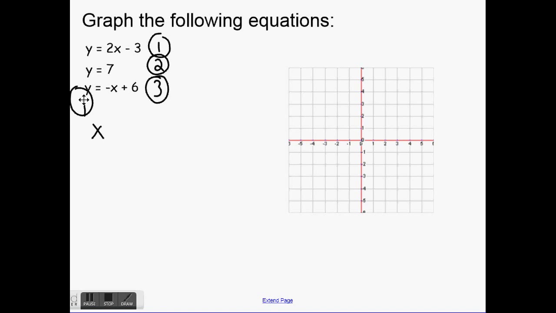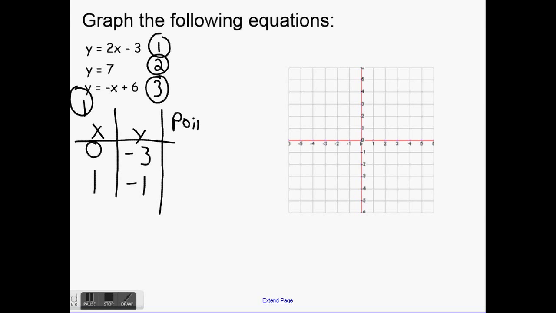Equation number 1. X, y. So you make a table of values here. You pick 2 numbers for x, any 2 you want. So I'm going to pick 0 and 1. When x is 0, I have 2 times 0, which is 0, minus 3, which is negative 3. When x is 1, I have 2 times 1, which is 2, minus 3, which is negative 1. So these are the points that you get. The point for this one is 0, negative 3.